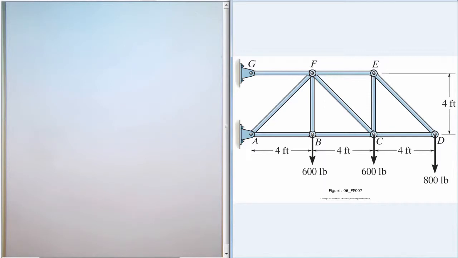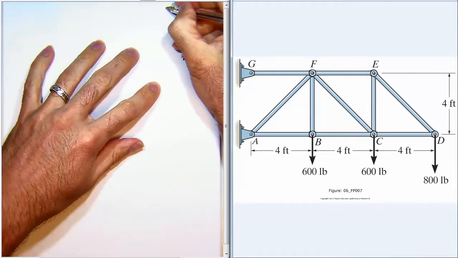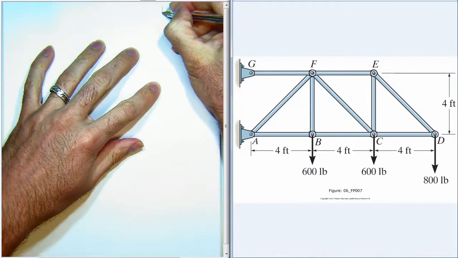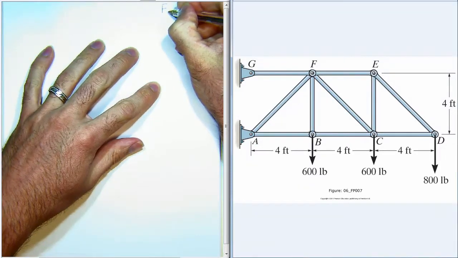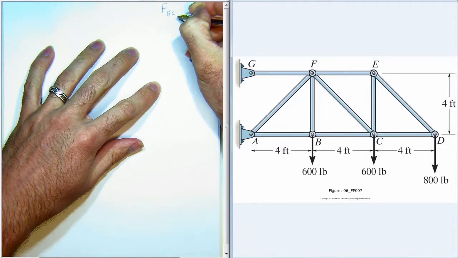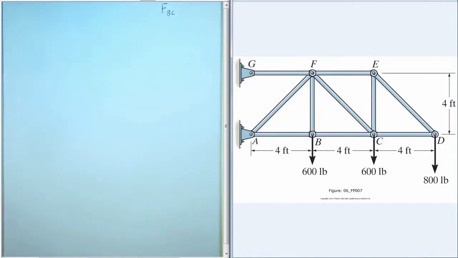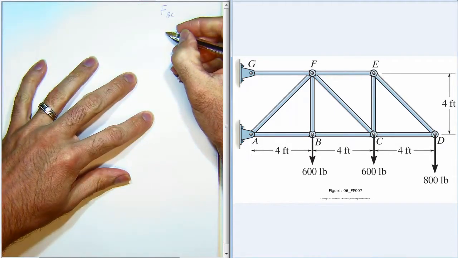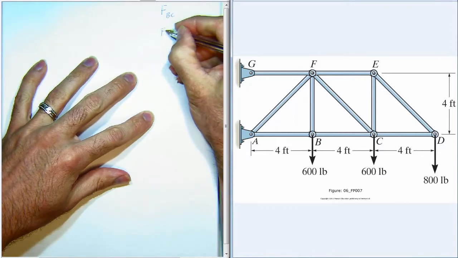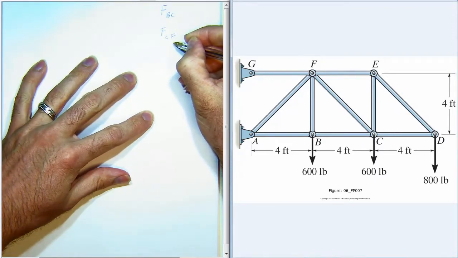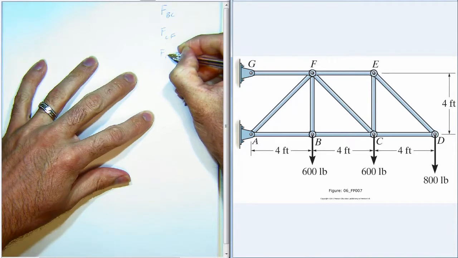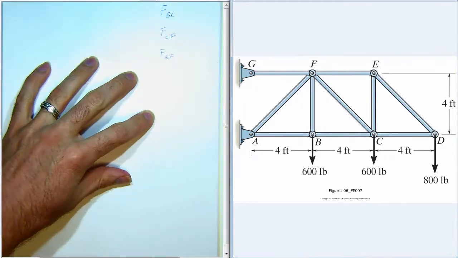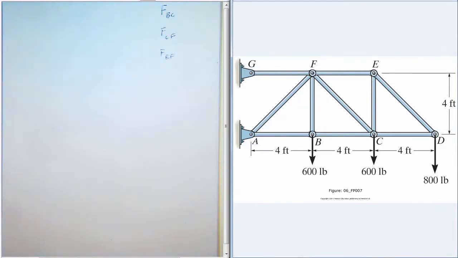This problem asks for force in members BC, CF, and FE. So we'll go ahead and write a little table here: FBC, FCF, and the force in member FE, so FFE. So those are the ones we want to solve for: BC, CF, and EF.